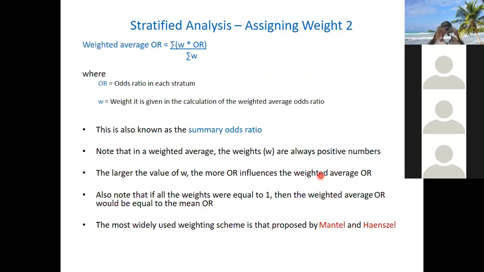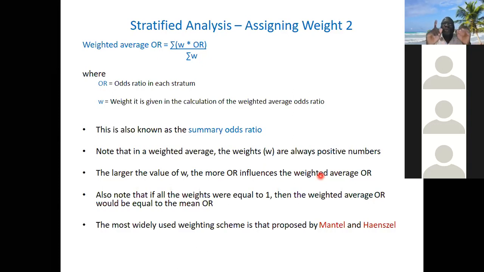So the way to do it is that the odds ratio you want to calculate at the end, the summary ratio, will be something that has weight. Look at the way it's specialized. The weighted average odds ratio will be the summation of weight times odds ratio. So for each stratum you multiply each odds ratio by its weight, and divide by the sum of the weights.